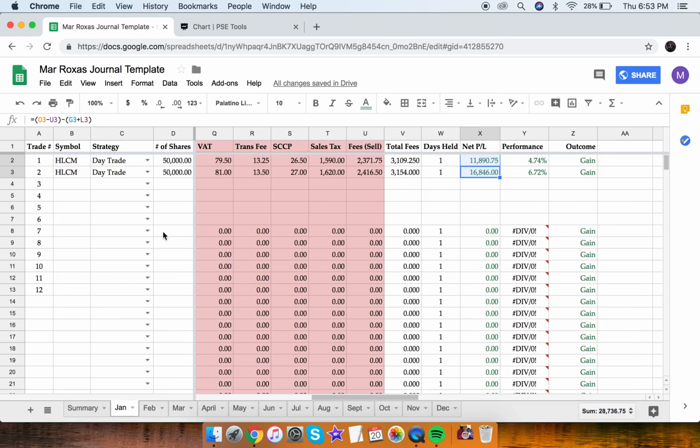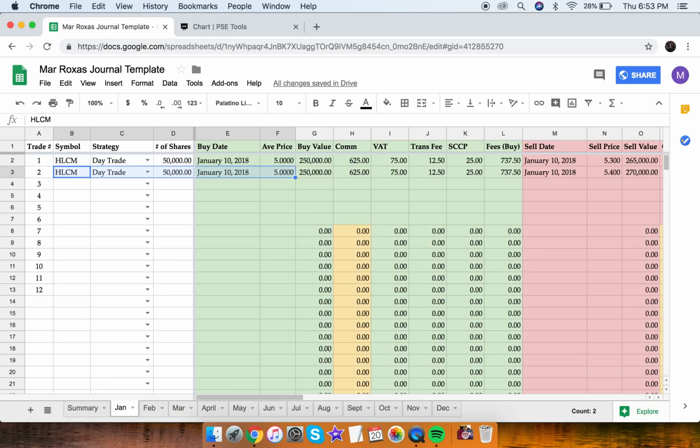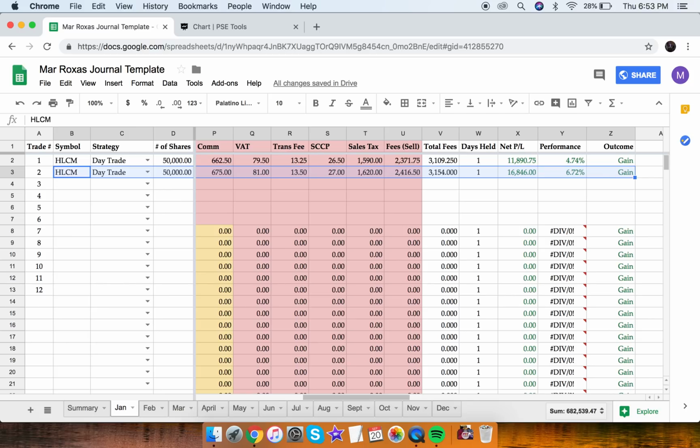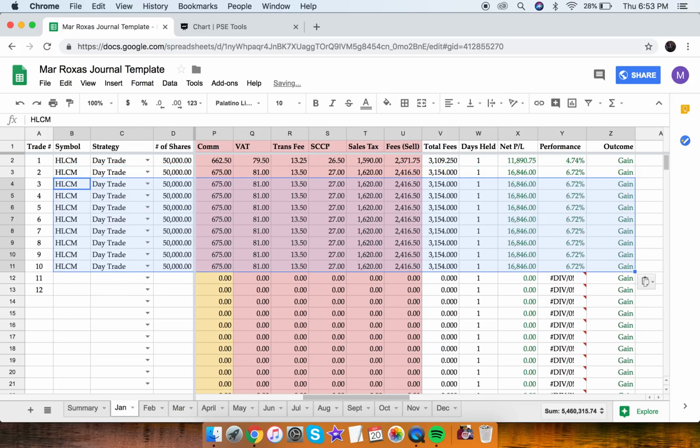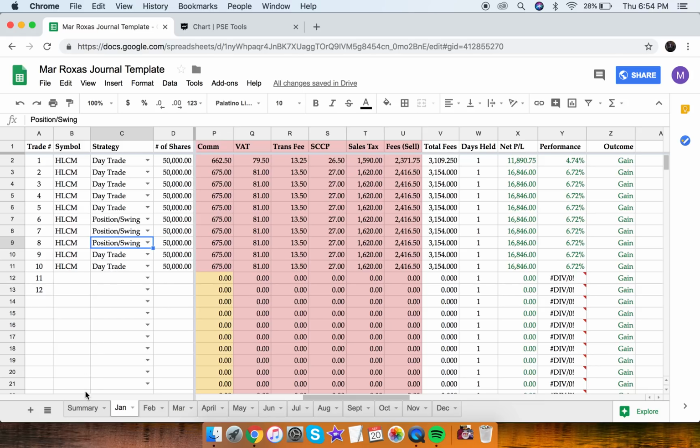So, for January, sabihin natin na nakagawa tayo ng 10 trades. Okay? Ngayon, sa 10 trades, sabihin natin, ang day trade natin ay 5 day trade. On the 6th trade natin, gumamit tayo ng swing tsaka position. Tsaka, dalawa is day trade din.